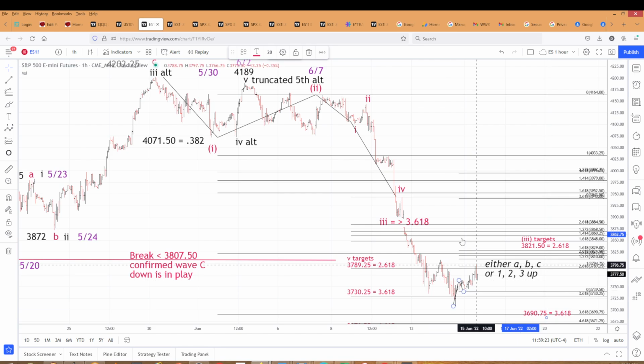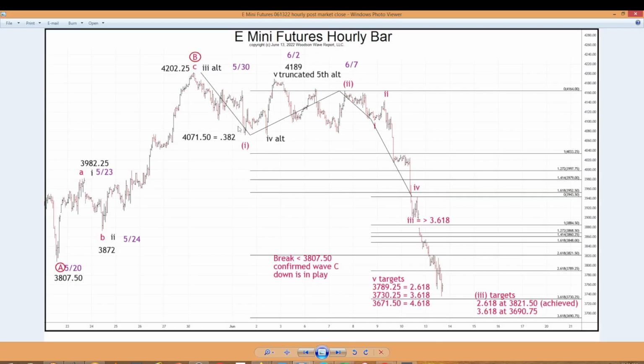Let me see if I have that pic here with those targets. Here we go. Here's the 1 down, 2 up, and the break of the 3807 low, the A wave low, verified that wave C down is in play. So there's A down from the all-time high. There's B up, and here we have 1 down, 2 up. There's the 3 targets there.